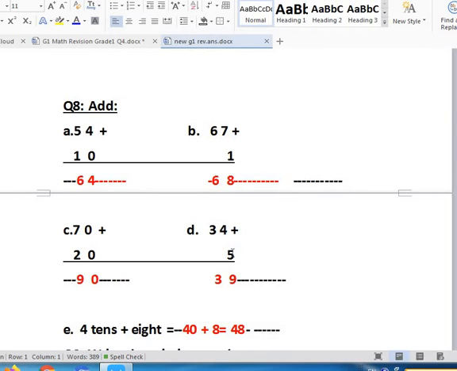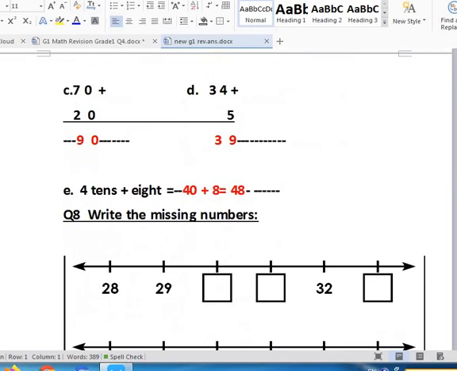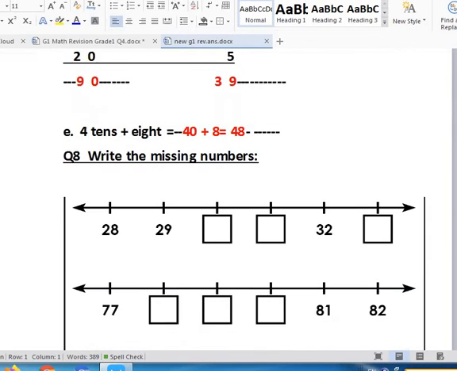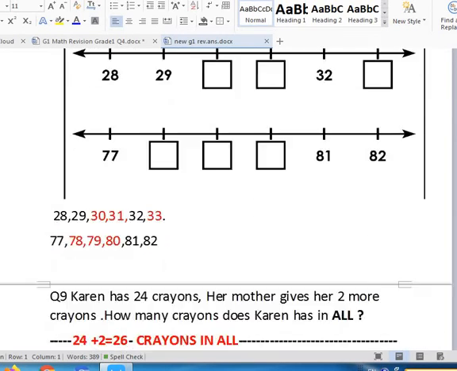Okay, and now for this one, 34 plus 5, I add the ones first. 4 plus 5, after 5, 6, 7, 8, 9, and then the 3 comes down. We don't have anything here. Okay, imagine it's 0, so 3 plus 0 equals 3. So the answer is 39. 4 tens and 8. 4 tens plus 8, so it's 48. 4 tens means 40 plus 8 equals 48. And this is a number line.